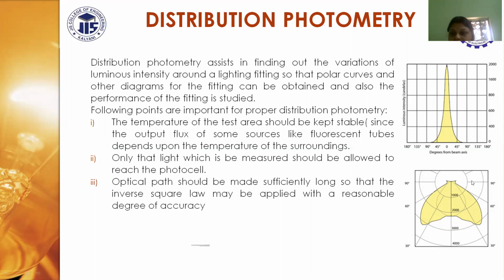Here we can see two graphs. First one is degrees from beam axis and luminous intensity in candela. And the next one is the figure of a polar curve.